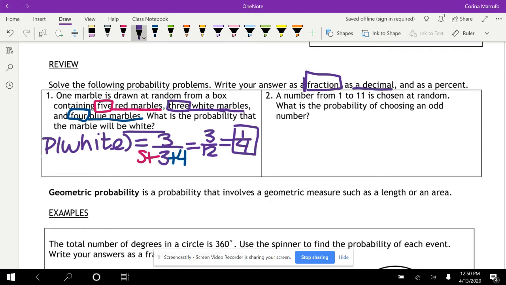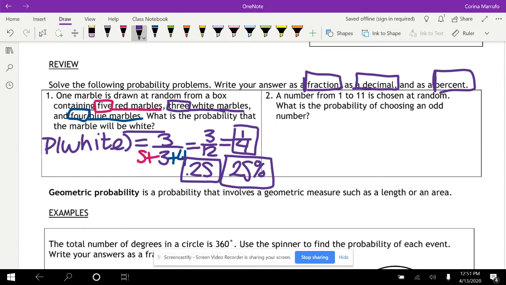Now we're going to write it as a decimal. So when we write it as a decimal, that becomes 0.25. So that would be our other answer. And then they also want it as a percent. So to get the percent, we can take 0.25 and multiply it by 100, or we can go ahead and move the decimal place over 2 spots, and that gives us 25%. Okay, so those are the 3 different ways they want our answer.